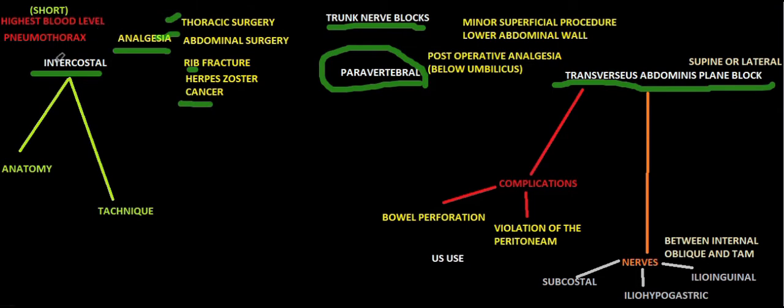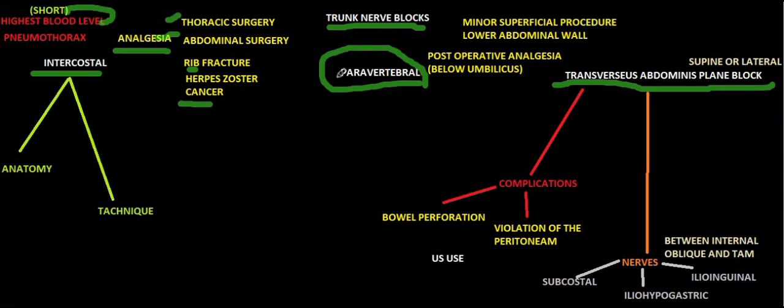Okay, the bad news about the intercostal nerve block is that it's associated with the highest blood level absorption among the blocks. So local anesthetic toxicity, because of the presence of the nerve and the artery, and the blood supply, is most prominent with the intercostal nerve block. And that's also the reason behind the short duration of the intercostal nerve block.